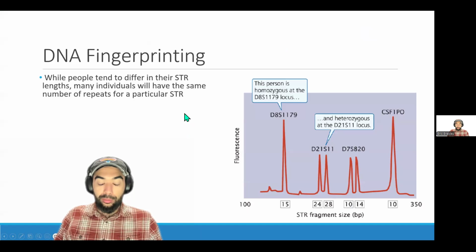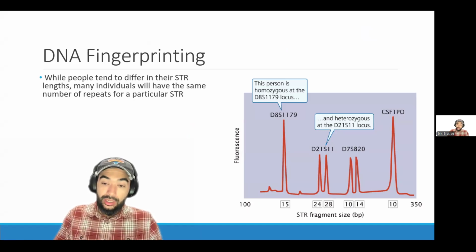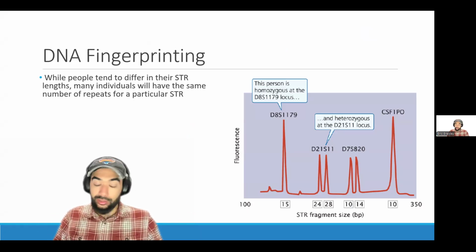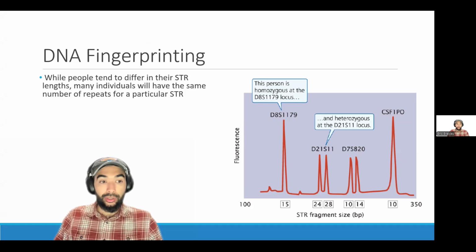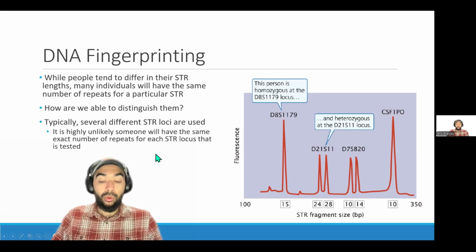Now, while people tend to differ in the number of microsatellite repeats at a particular locus, by random chance there will be some people that have the exact same number of repeats at a specific locus. And so typically, when it comes to crime scene analysis and running this DNA fingerprinting, multiple loci are used. The more loci you use, the less likely it is that an individual will match by random chance.